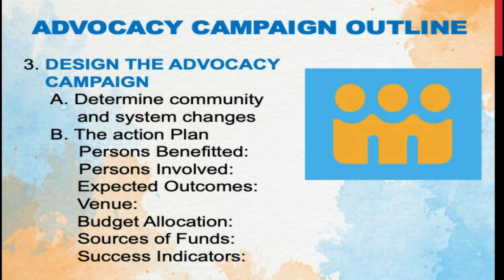Look at this. You have persons benefited. Who are the people whom you target to receive the benefit of the advocacy and campaign? Persons involved would mean who will be working with you in this particular campaign and advocacy. What are your expected results under expected outcomes? And then the venue. Where do you plan to conduct the advocacy and campaign?